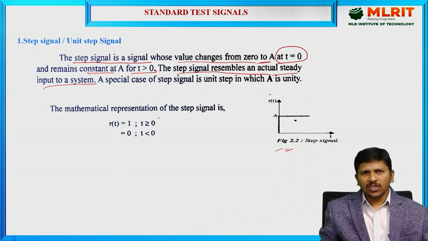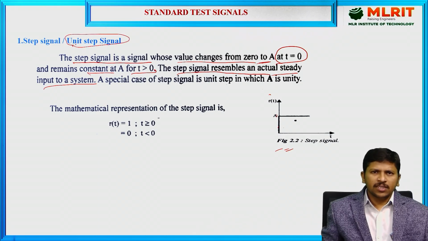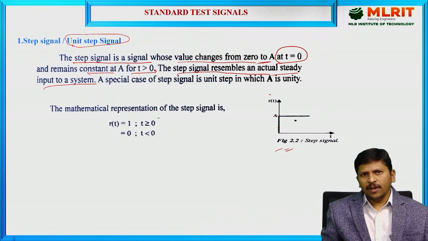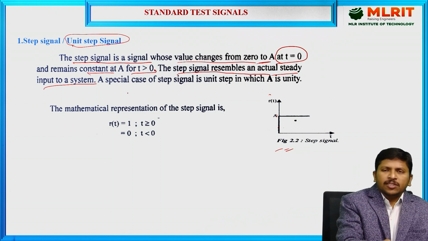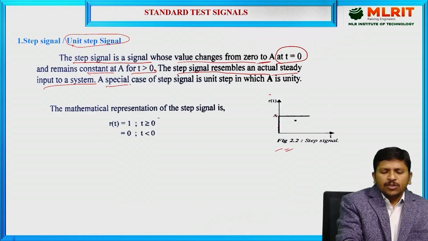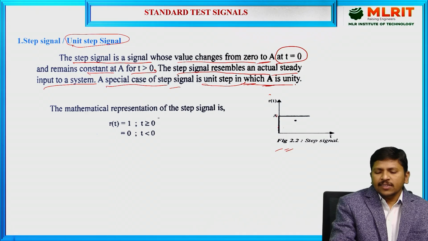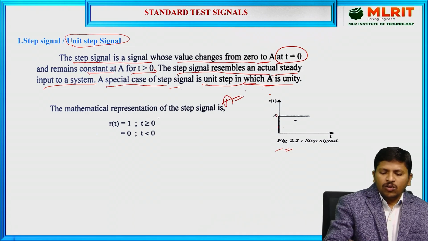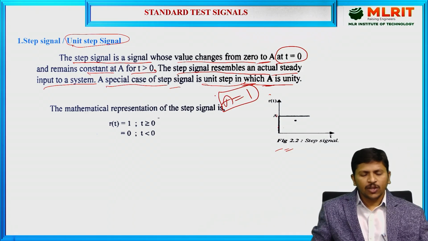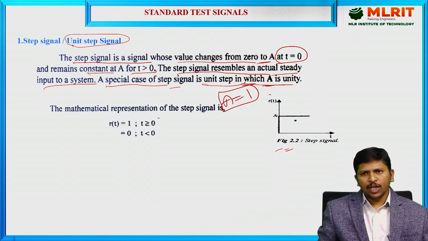In some cases, we call it a unit step signal. In this special case of the step signal, we consider A as unity. Then we call it the unit step signal. The unit step is when A is unity, or A equals 1, and it resembles a steady input to a system.